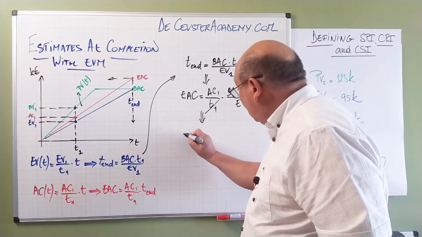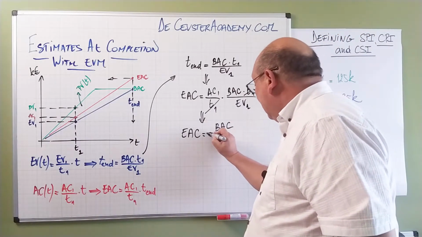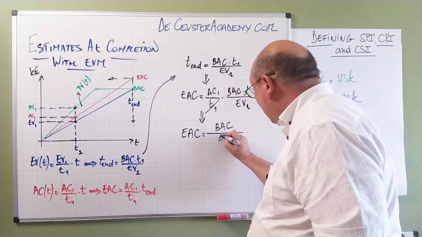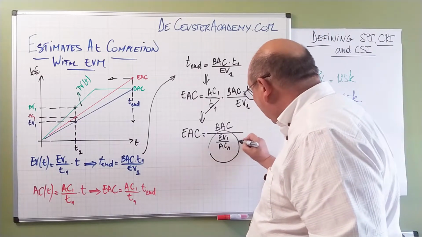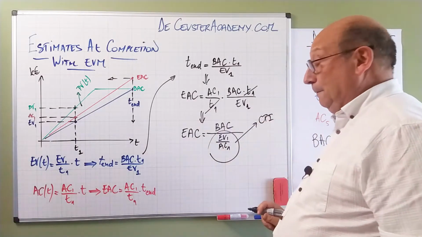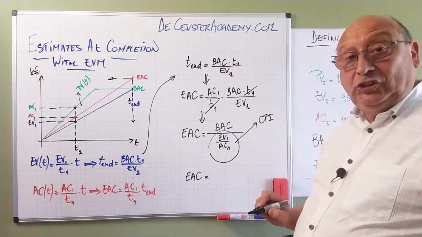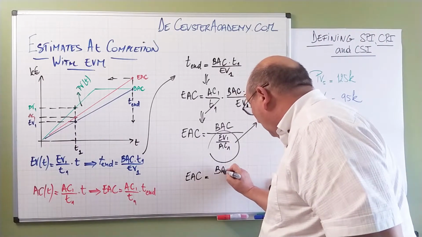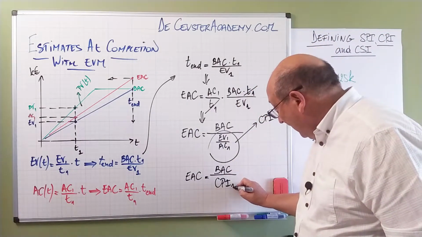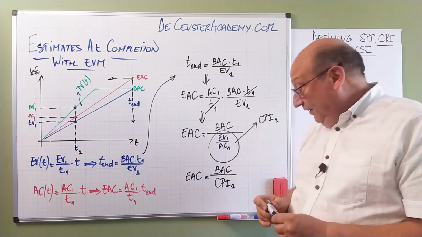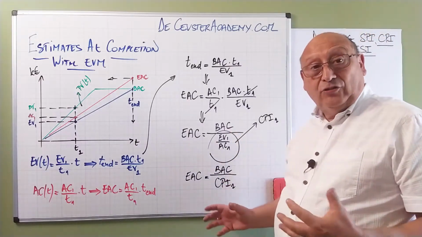Now we adjust this a little bit and we say that we have the budget at completion multiplied by EV1 divided by AC1. And we know that this parameter is the CPI. So we can write here that the estimate at completion is in fact the budget at completion divided by the CPI. And we take in this case the CPI at T1, so I call it CPI1. And this is in fact the way we can find this equation very quickly.